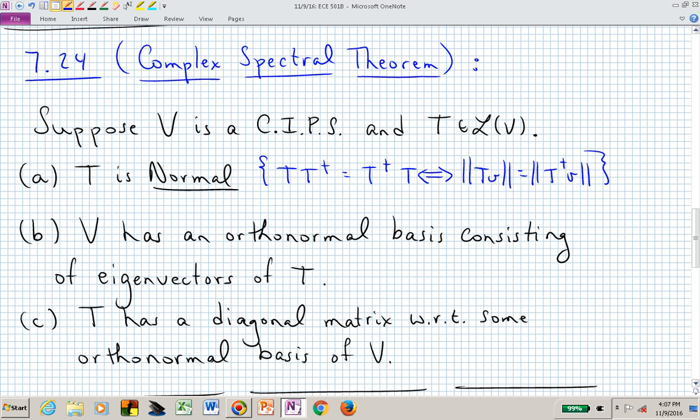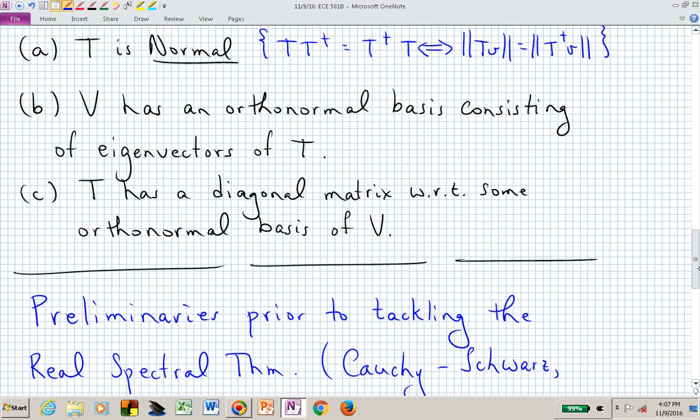If somebody says, oh, I have a map that's normal and I'm working in a complex inner product space, now you know you can diagonalize that map, or you know that the eigenvectors can be used as an orthonormal basis in that inner product space. That's what we mean by the complex spectral theorem: what kind of structure do we need? Oh, it needs to be normal, and then we can diagonalize. Those are equivalent.